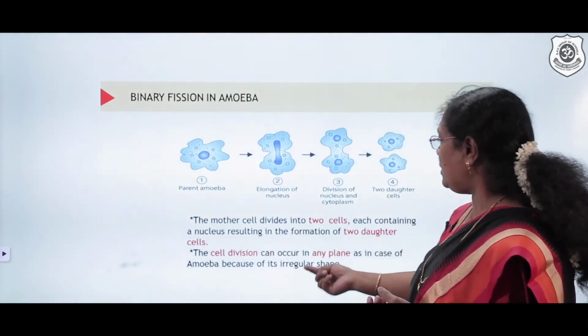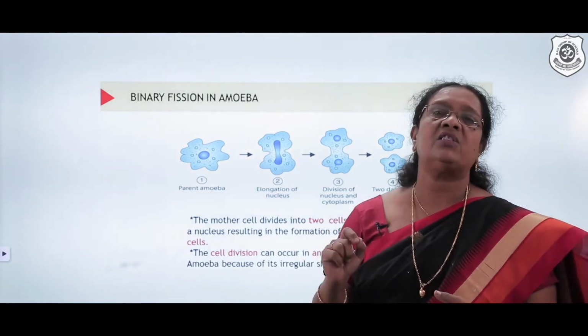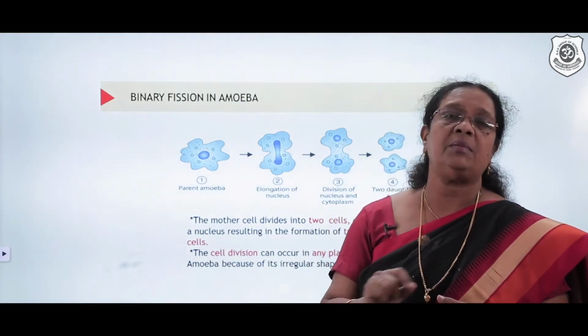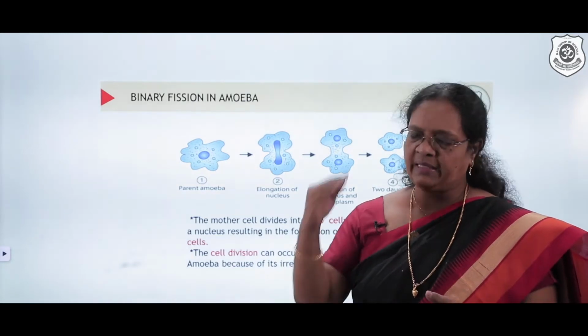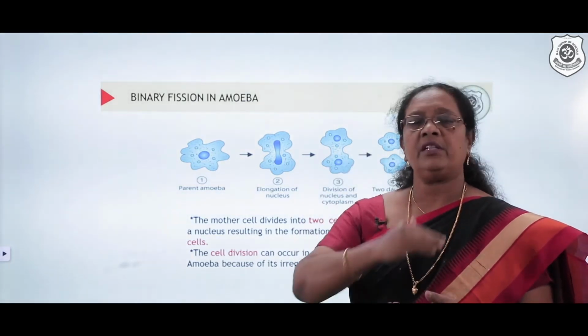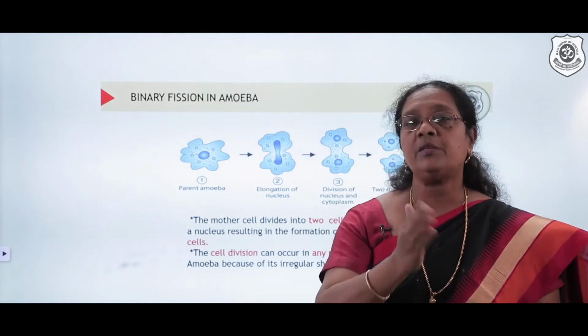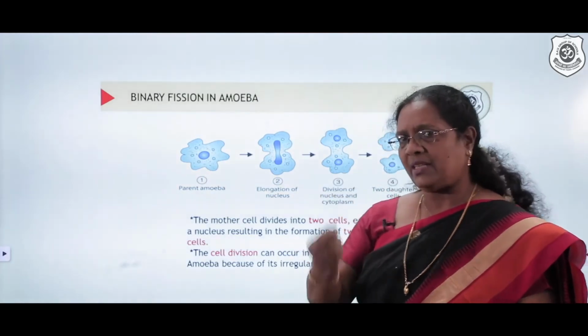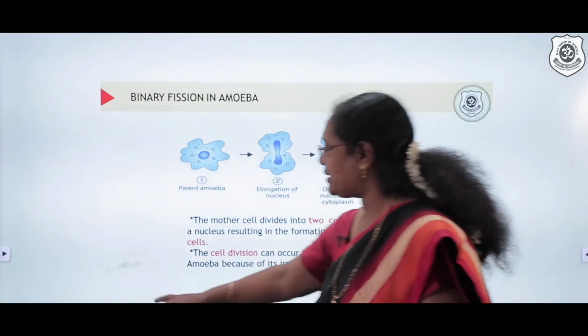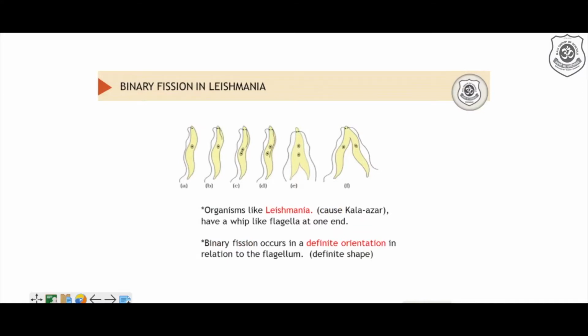This cell division occurs in any plane in the case of an amoeba. The reason behind this is that amoeba has an irregular shape. It can divide at any plane. It is not needed that it divides only at a particular plane. But let's go and check another organism which also undergoes binary fission.